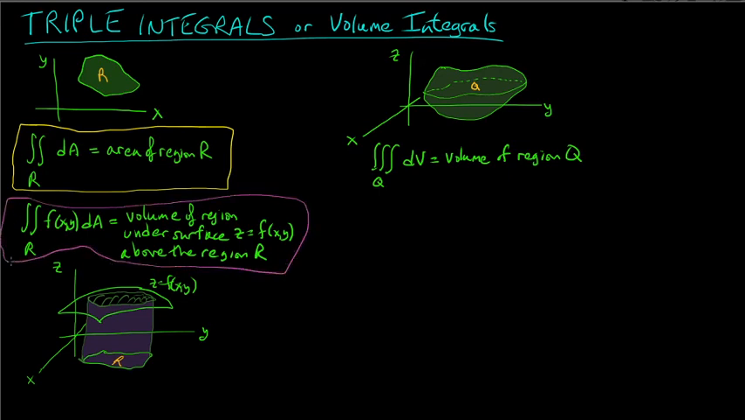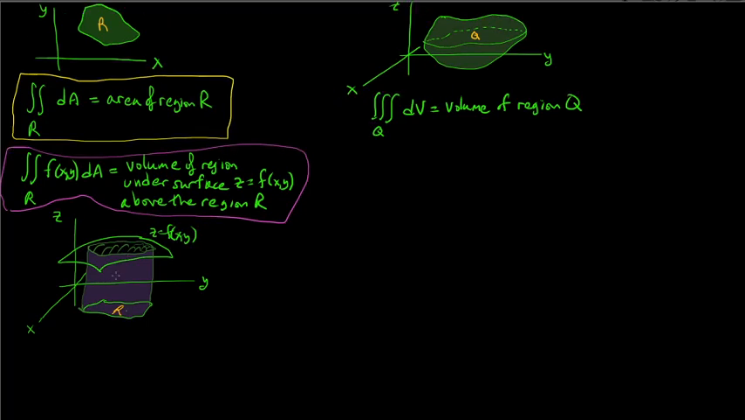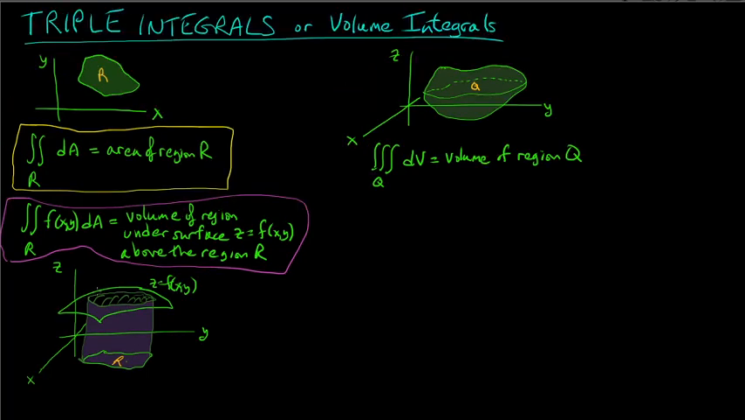If you're integrating a function that's not just 1, then you're getting the volume underneath the surface, where z equals f of x, y is the surface. And you're getting the volume of this little purple region down here underneath the surface, but above the region R, right? So it's some sort of a cylindrical type column. Kind of hard to draw, but that's the idea.